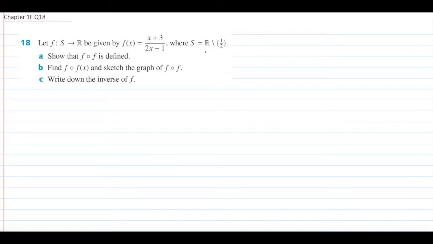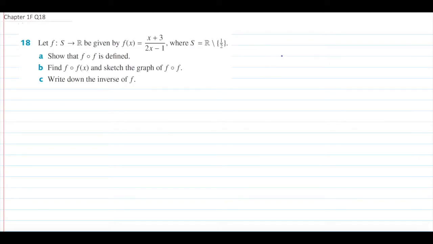So that's really nice of them, they actually gave you the domain. A question could easily have been, find the domain of this function, because you can easily work that out, but they've just given it to you, so that's all good. Ignore that part. And then A says, show that f∘f is defined, so composite function. And then B, find f∘f(x), so find the composite function, again more composite, and then sketch a graph. Ooh, okay, so sketching a composite function. And then C is the inverse part, so it's just write down the inverse of f. Alright, so it's a composite and an inverse function question combined together.